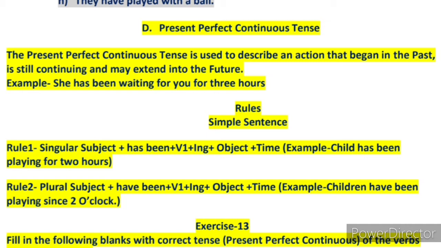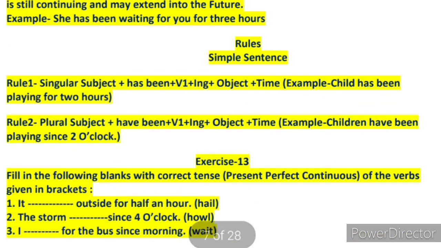For example, she has been waiting for you for 3 hours. So the rules. The first rule for the simple sentence is, singular subject plus has been plus V1 plus ing plus object plus time. Time is very important here, and there are 2 terms for referring to time, for and since. We use for with a period of time, and since with a point of time, when we have the exact starting information about the time.